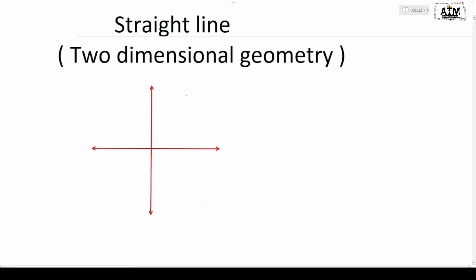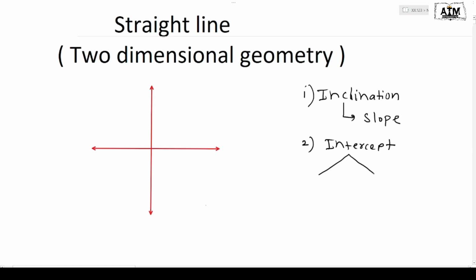In case of a straight line, two things are important. One is inclination. From inclination we get something called slope of line. And the second one, intercept of line. These intercepts are two types. One is x-intercept, another one is a y-intercept.